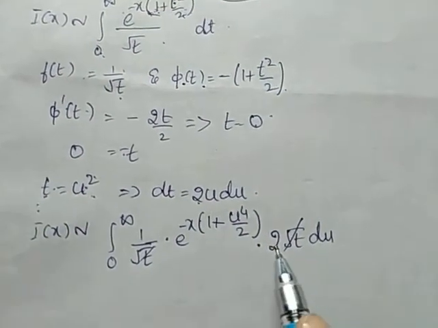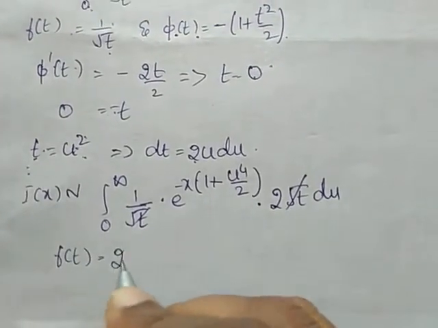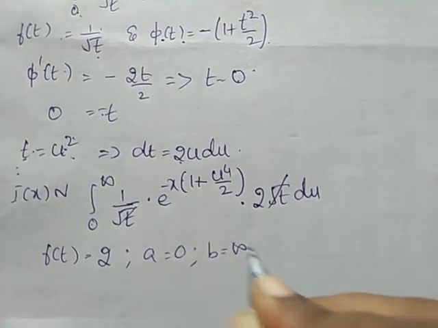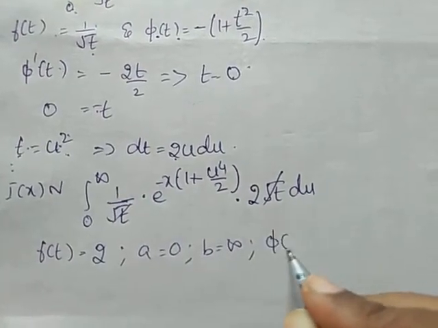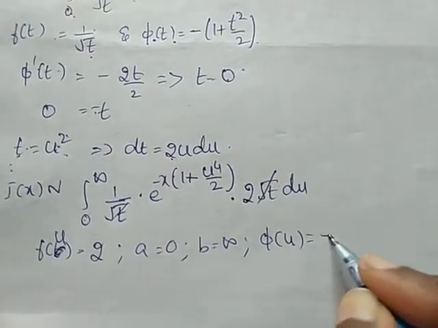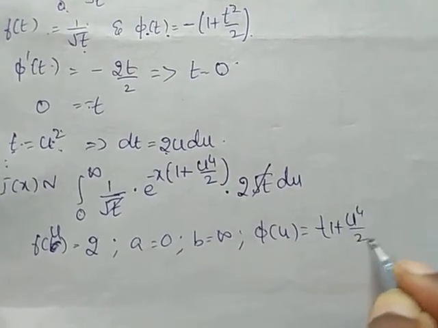Now our f of u is 2. A is 0. B is infinity. And what is phi of u? Phi of u is minus of 1 plus u power 4 by 2.